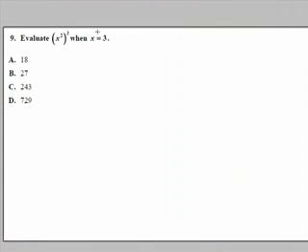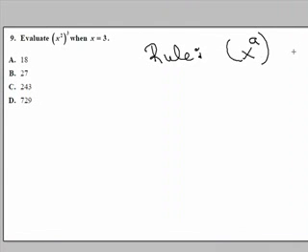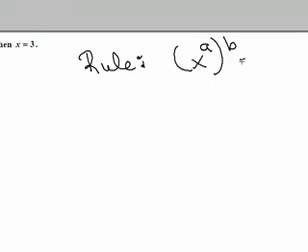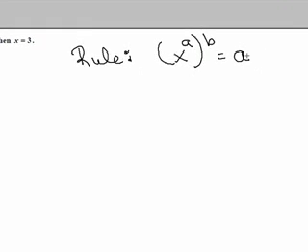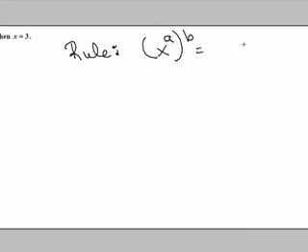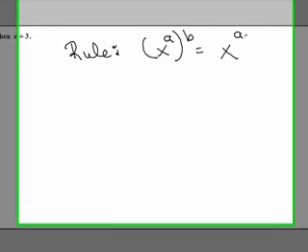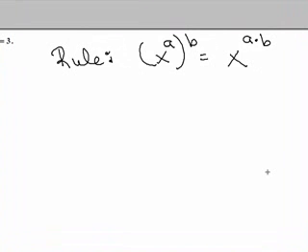Now, let's look at question number 9. For this one, you need to remember the rule. I'm going to just give you the rule. If you are raising a base that contains an exponent to another exponent, the rule says to multiply those exponents. They're giving you what x is. So simply plug in what x is, use this rule, and you should find the answer.